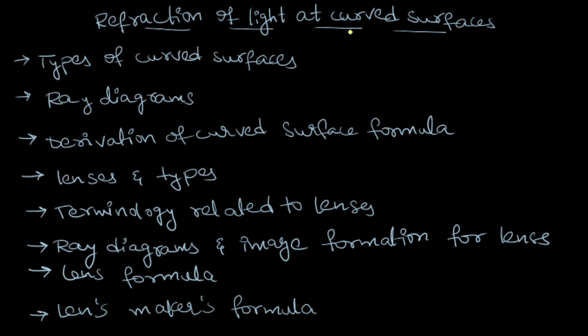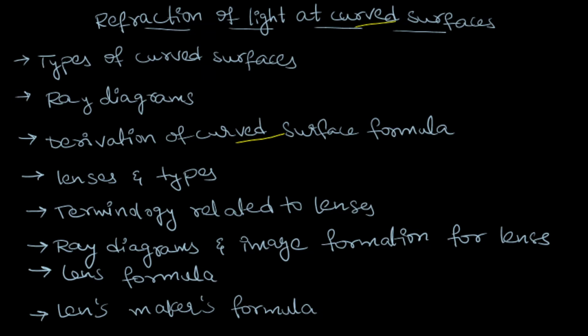In this lecture I am going to explain one more chapter from 10th class physics, and the chapter is refraction of light at curved surfaces. This chapter includes types of curved surfaces, ray diagrams for the curved surfaces, and a derivation of the curved surface formula, and lenses and their types, the terminology related to the lenses, and the ray diagrams and image formation for the lenses. Then afterwards we will derive the lens formula and the lens maker formula.